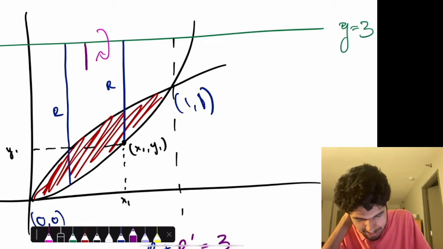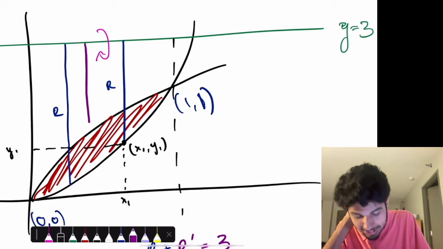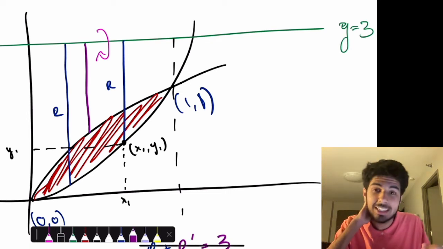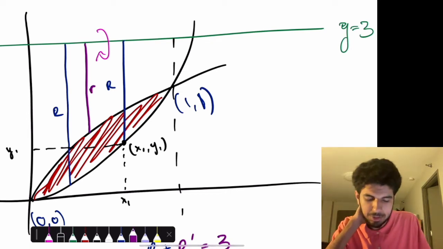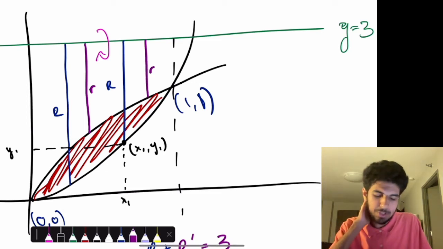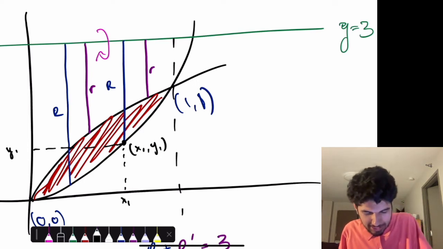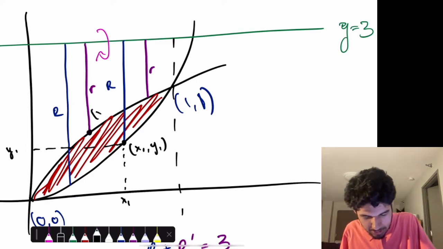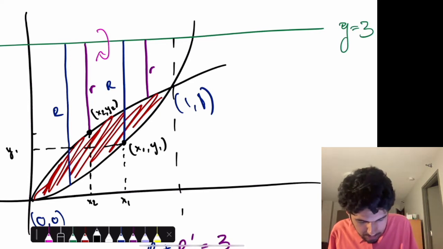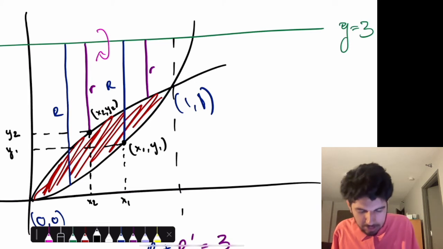So we start tracing, sorry, to the inner function. And now we've hit the inner function. So this will be our little r. And up here, trace down, that's our little r. And again, very, very similar exercise. This point here, let's call it x2, y2. Can trace down here, this is x2. Can trace over, this is y2.